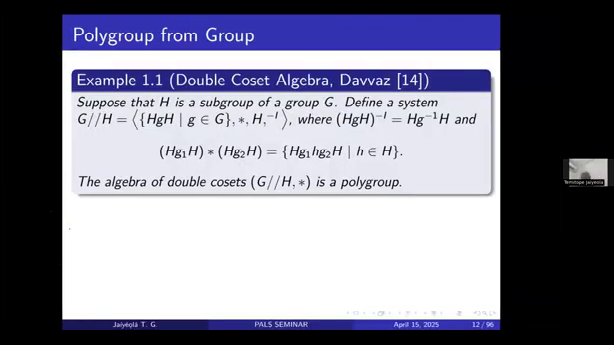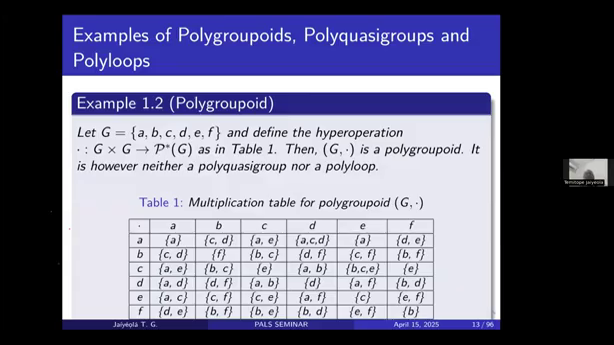Here's an example of a polygroup given a group G with a subgroup H. If you define the double slash as follows, that particular family, and you put a star hyperoperation on it, then the algebra of double cosets will give you a polygroup.